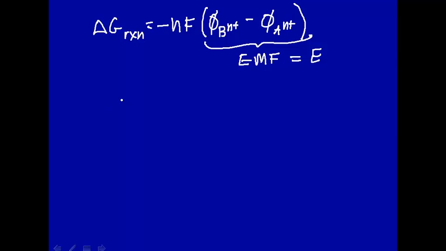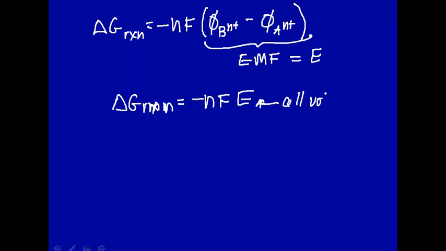So this is an important equation. Let me just rewrite that again. Delta G of the reaction is minus nF times the cell voltage. So now everything we said about delta G of a reaction can be recast in terms of cell voltage. So cell voltage is just another way of measuring free energy changes. And there's a proportionality constant, the number of electrons transferred in the reaction times the Faraday.